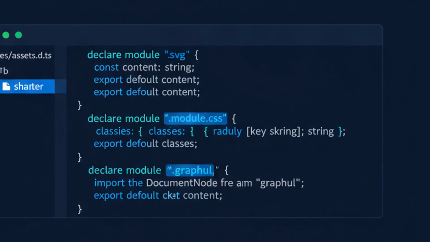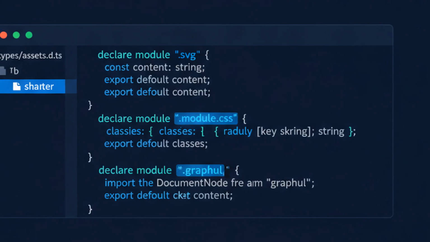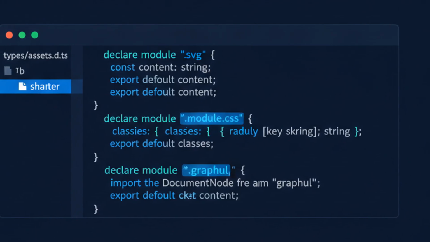Three things to lock in. One, declaration files describe types only, never runtime code. Two, declare module types untyped packages, while module augmentation extends ones you don't own. Three, ship your types through the package.json exports map so consumers get them for free.